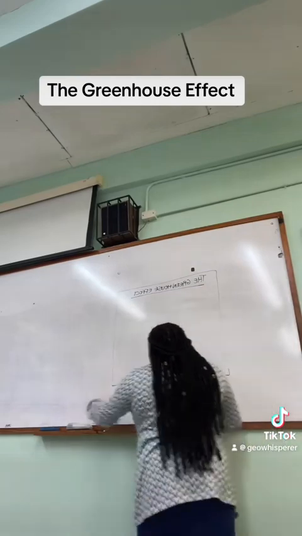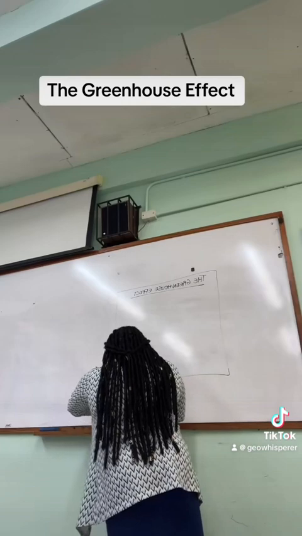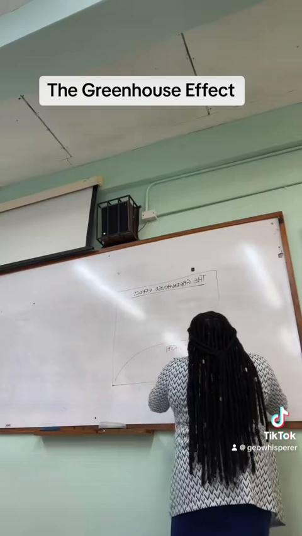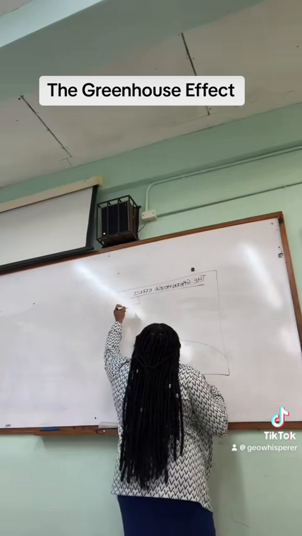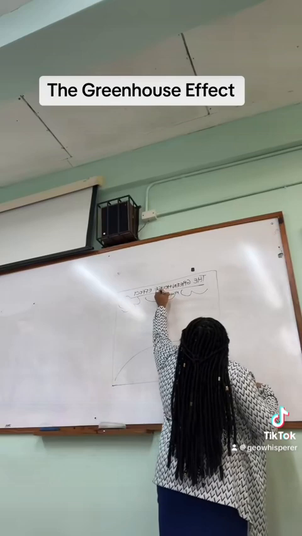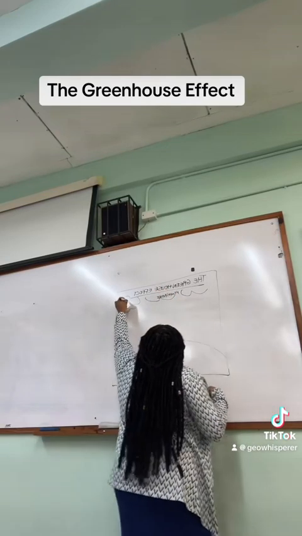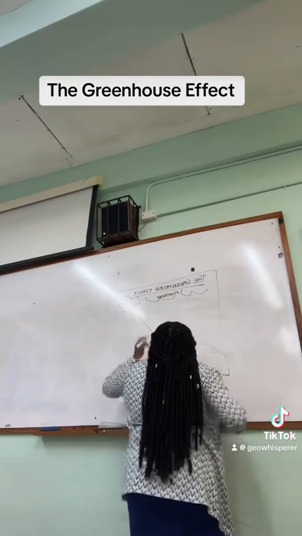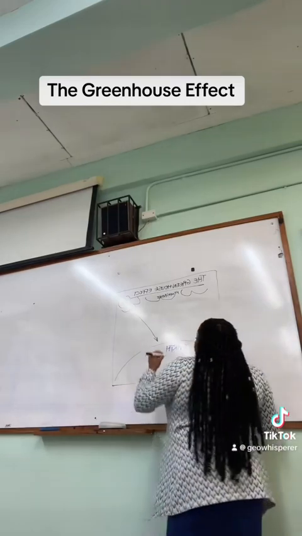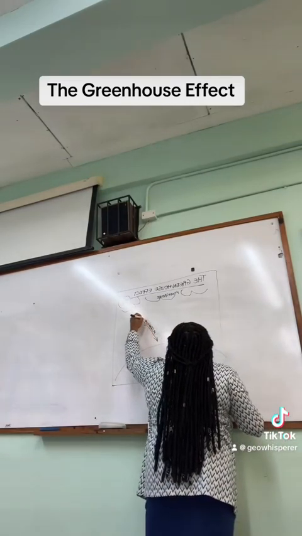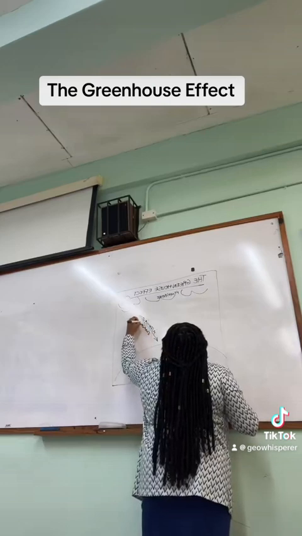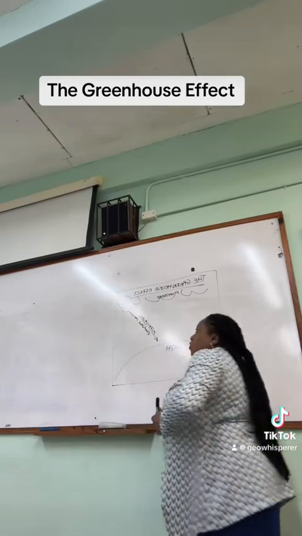So let us say that this is Earth. This is Earth. Here. What is happening? Let us say this is our sun. Here. This is the atmosphere. Right? Atmosphere. What is this called? No, the sun, incoming solar radiation. You remember that? Yes. Incoming solar radiation or short wave radiation. So another name for incoming solar radiation is short wave radiation.